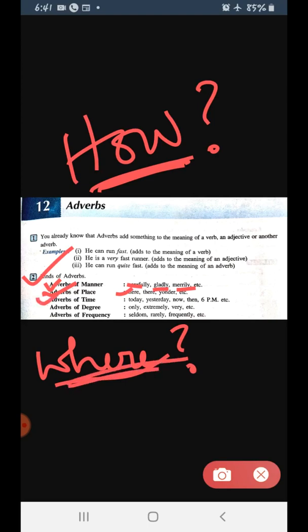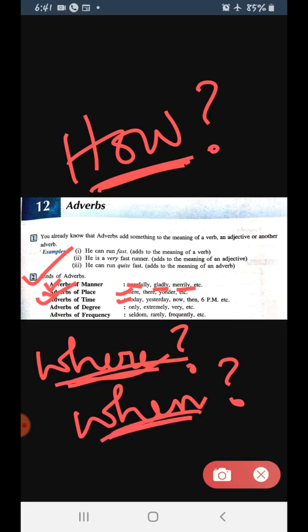Next, number 3. Adverb of time. So, adverb of time answers the question when. Example: today. It is fine today. When is it fine? Today. It was raining yesterday. When was it raining? Yesterday. Done? So, adverb of time answers the question when.